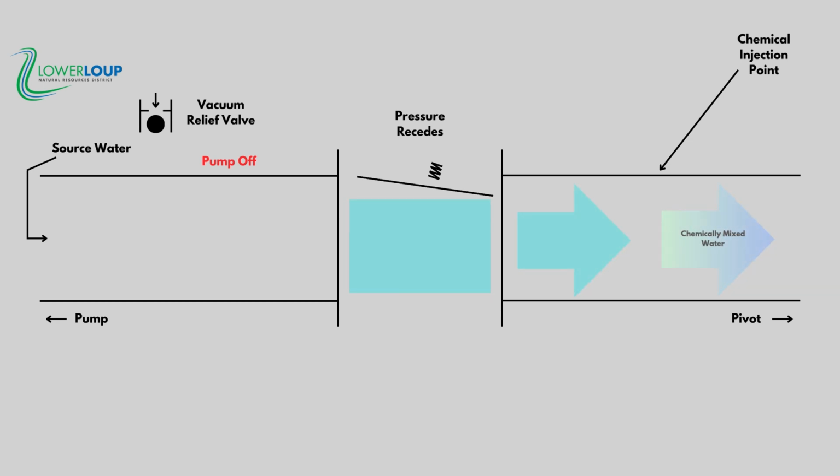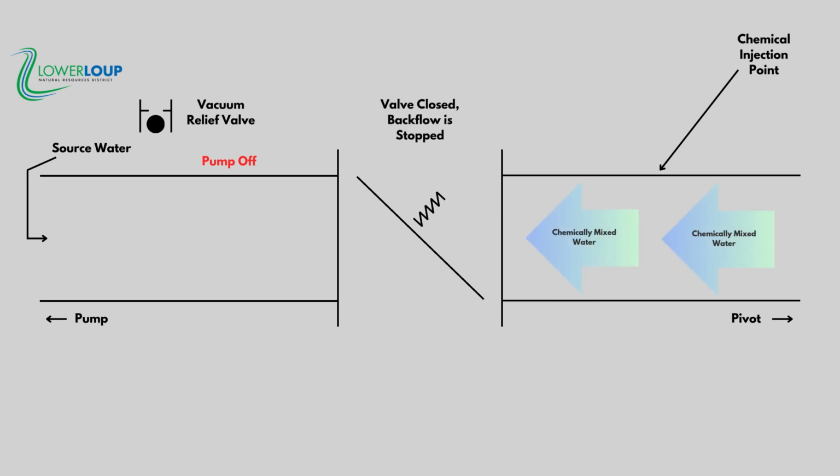When the system is finished irrigating and the pump is shut off, pressure will immediately recede. The vacuum relief valve should fall open. This prevents a vacuum from forming and siphoning chemicals back toward the source water. Once the pressure is no longer greater than the spring tension at the check valve gate, the valve closes, preventing any mixed water from returning to the source. With the valve closed, a watertight seal is created and prevents the backflow of chemically mixed water.